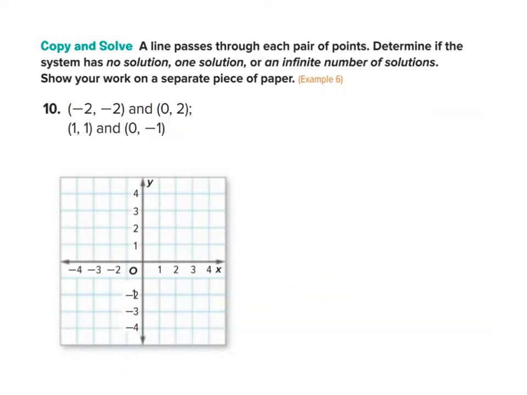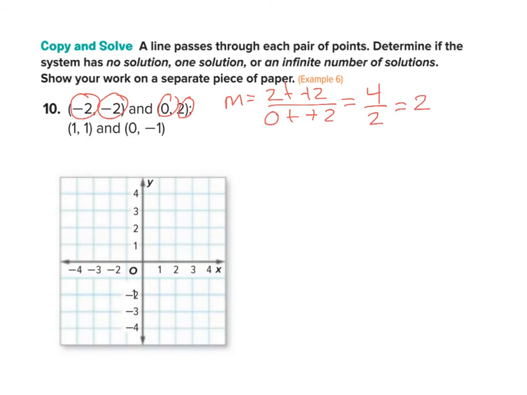Okay, last problem on your homework. So we have to first solve for the slope. M equals y2 minus y1 over x2 minus x1. So 2 plus 2 is 4, 0 plus 2 is 2, so my slope is positive 2.